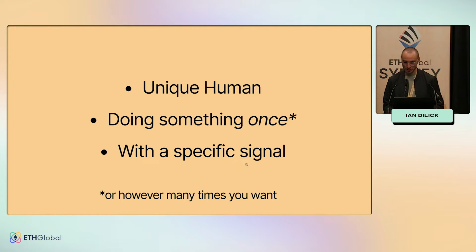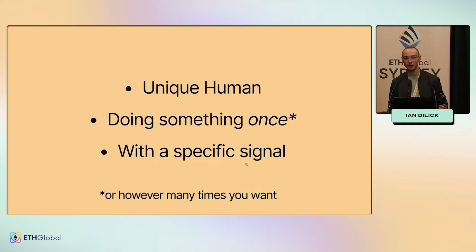So incognito actions prove that that user is a unique human doing something usually once, but it can actually be whatever limit you'd want to set. It can be once, it can be twice, it can be 10 times, it can be as many times as you want. And then optionally, with a specific signal that is a piece of information tied to that zero-knowledge proof that can't be tampered with.